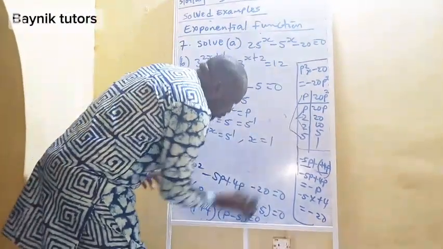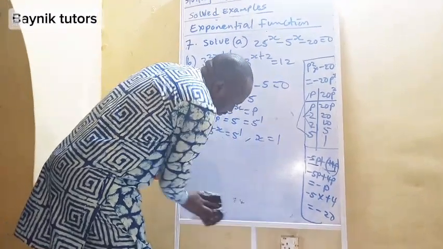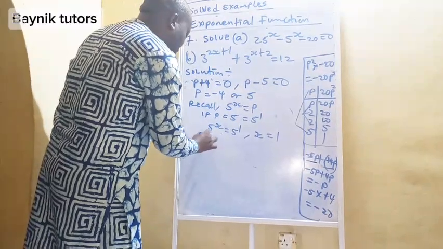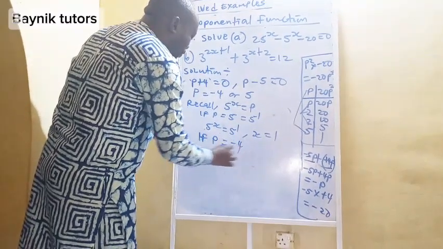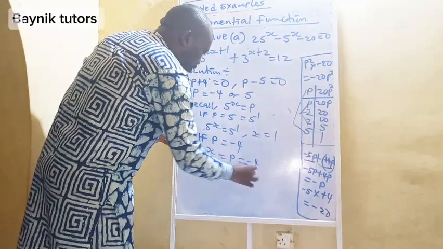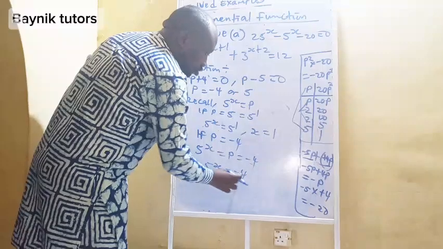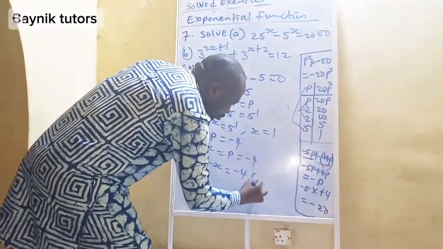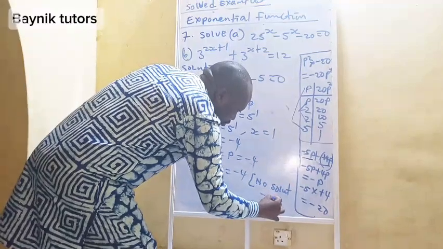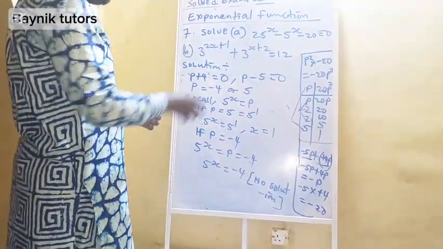So permit me to clean. So if we have s is equal to 1, so here if p is equal to minus 4, we now say 5 raised by s is equal to p is equal to minus 4. There's no way we can ensure both of them have the same base. So at the front, you just put no solution. So your examiner will know that you know what you are doing. So you indicate no solution. So that's all.